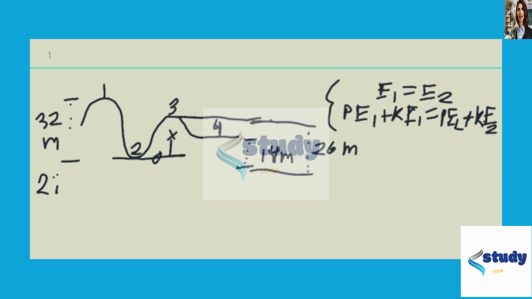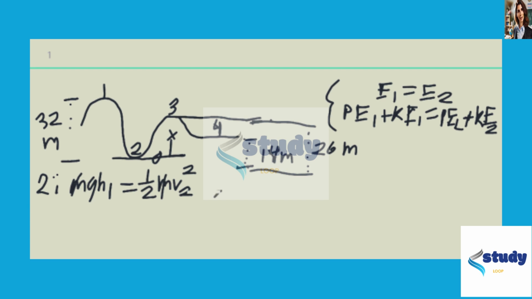It's released from rest, so the velocity at 1 is going to be 0, so kinetic energy isn't going to be in this equation. So we're going to have mgh1 equals, we've set this 0 to be at point 2, so the potential energy there is going to be 0. We're just going to have 1/2 mv2 squared. Mass on each side of the equation cancels. We're not even given mass.